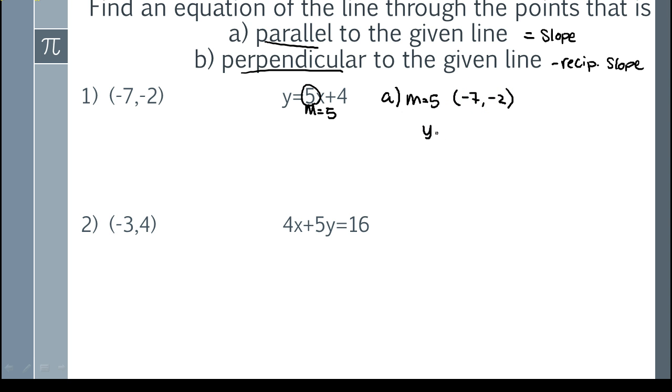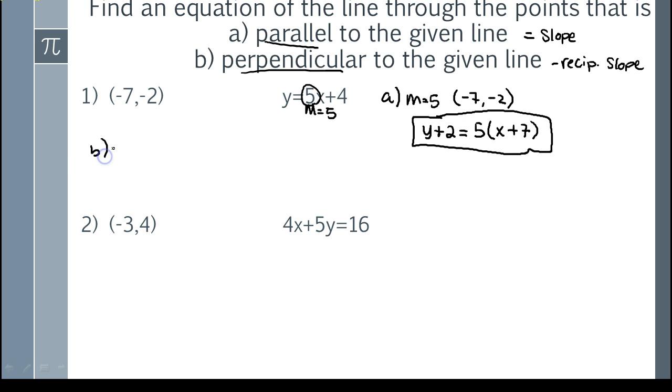I'm going to use point slope, because again, it's a little bit easier. So it's y minus the y coordinate of negative 2, so that's going to become plus 2, equals my slope of 5 times x minus the x coordinate, which is a negative 7, so it's going to become plus 7. I'm going to box it up and call that my answer since it didn't tell me I had to write it in anything else. So it was easier to do point slope.